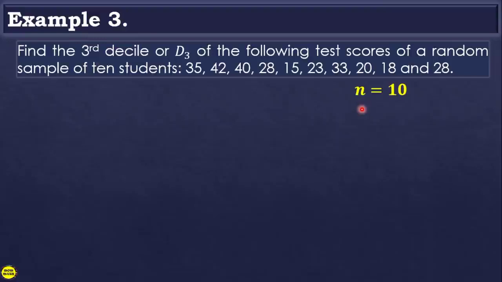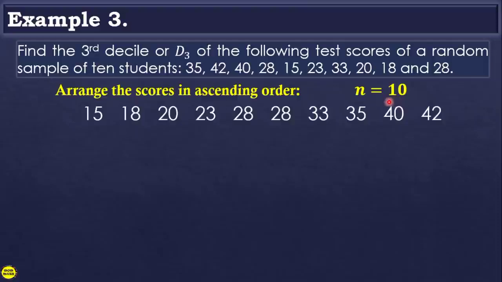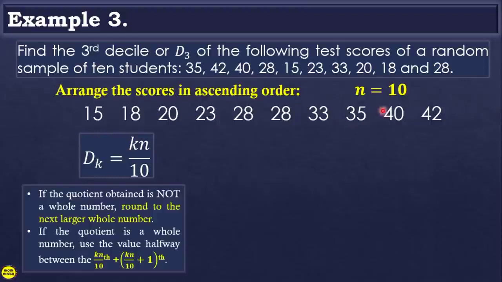So, unang gagawin, of course, we need to arrange the scores in ascending order. So, yung n natin dito is 10. After natin ma-arrange yung scores in ascending order, using the formula k times n over 10, since pinapahanap sa atin yung third decile dito, yung k natin, that is 3. Papalitan natin yung k ng 3. And then yung n natin, that is 10.